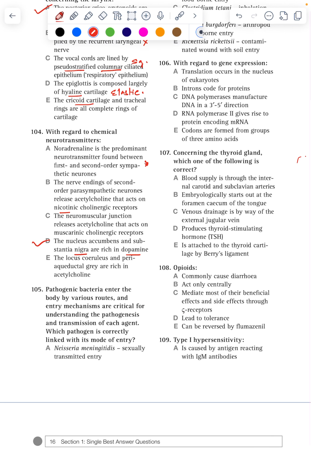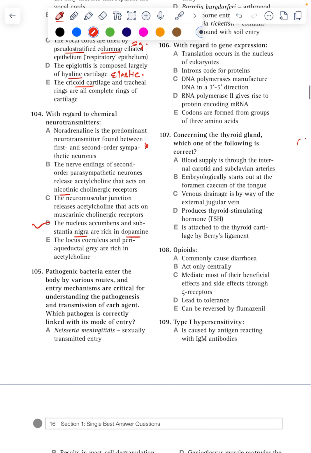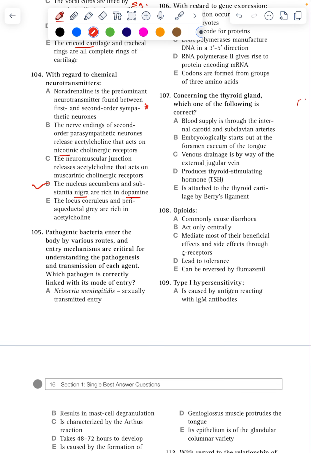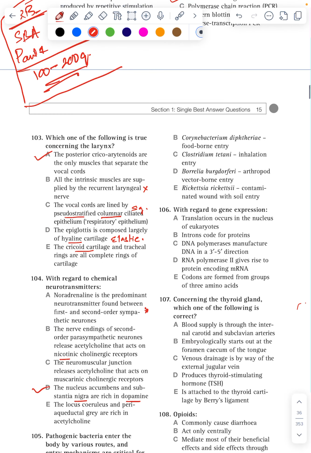Pathogenic bacteria enter the body by various routes, and entry mechanisms are critical for understanding the pathogenesis and transmission of each. Which pathogen is correctly linked to its mode of entry? We have to just link the mode of entry. Neisseria meningitidis is not through that route. Corynebacterium diphtheriae is again not foodborne. Clostridium tetani is not inhalation; it is through injury.